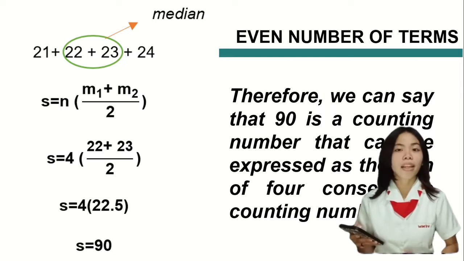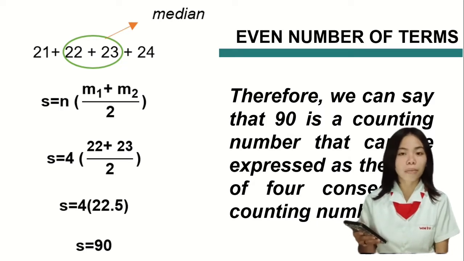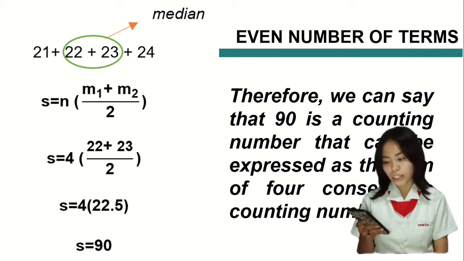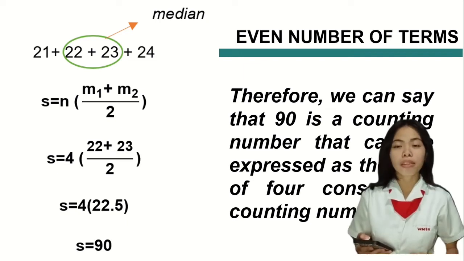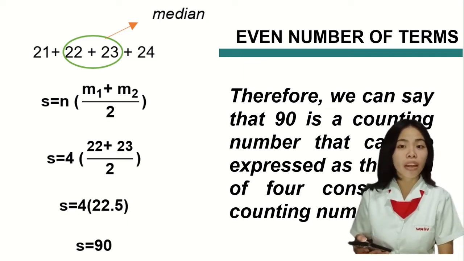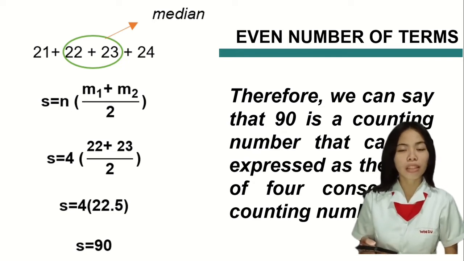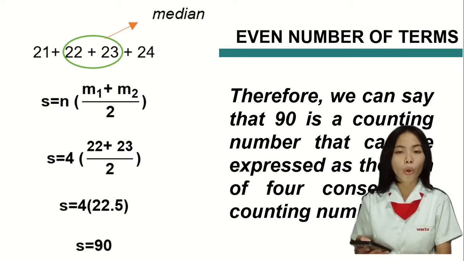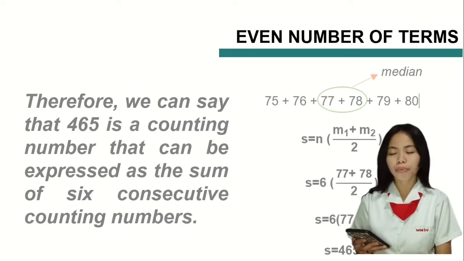Therefore, we can say that 90 is a counting number that can be expressed as the sum of 4 consecutive counting numbers. Our next example is still an even number of terms. So we are still going to use S equals N multiplied by the quantity of M sub 1 plus M sub 2 over 2.